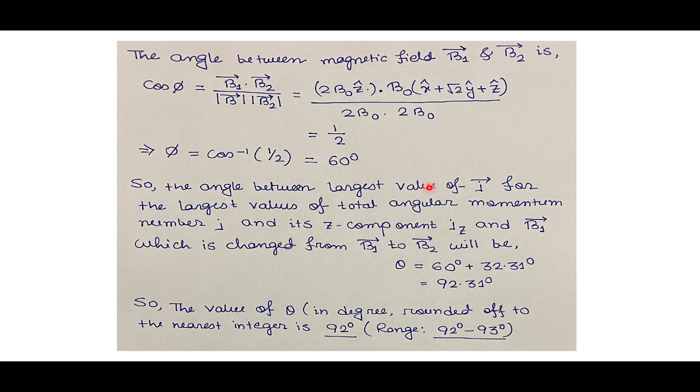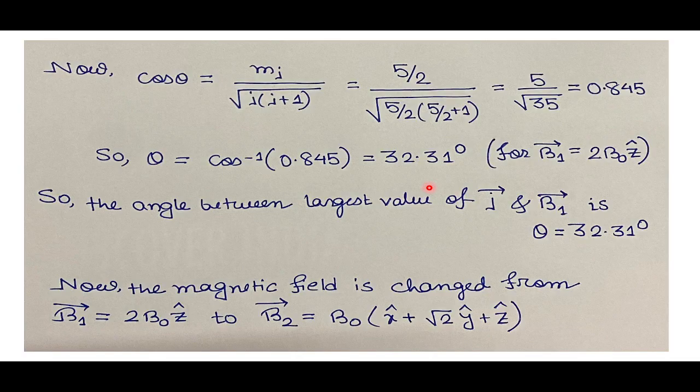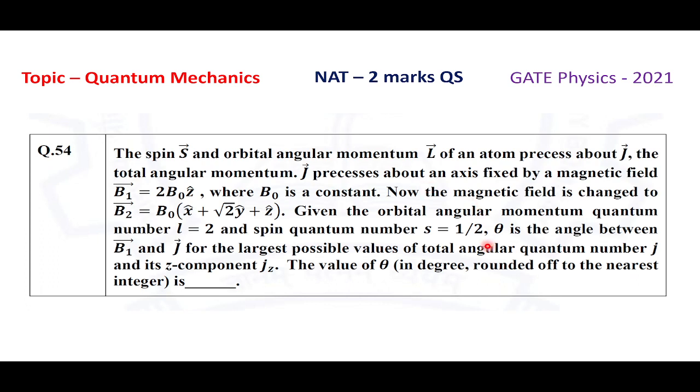Yes, sir. But if you see in the question, sir, they are again asking about theta, so it is quite confusing. Yeah, actually, I got your point. So basically, theta is the angle between b1 and j for the values of total angular momentum j.